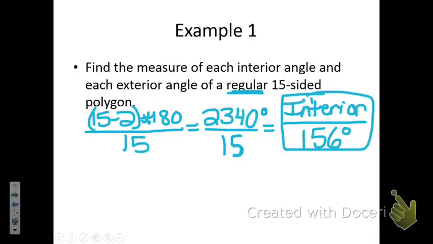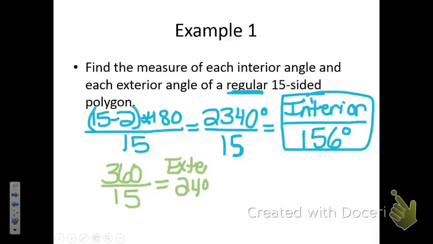All right, it also asked me to find an exterior angle. So what's the exterior angle sum for any polygon? 360, good. So 360. And it's being split how many ways? 15. And what does that give me? 24 degrees. So each exterior angle of this 15-sided polygon would have to measure 24 degrees.